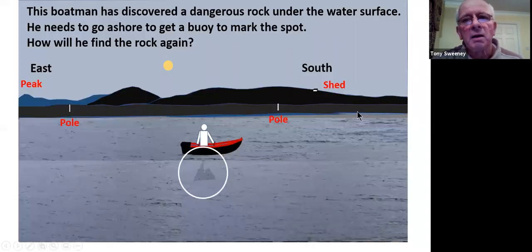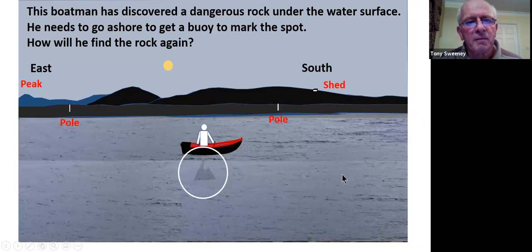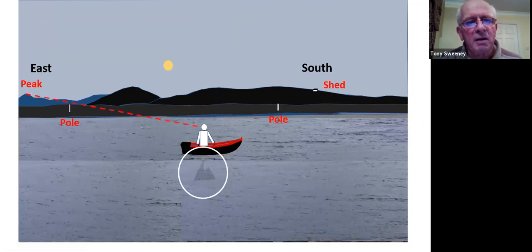So this boatman, he has found a dangerous rock. Now I can't see the top of the screen, unfortunately. He needs to go ashore to get a buoy to mark the spot. How will he find the rock again? So we go to solution, and he picks 2 points. By the way, this is Ballycroy, County Mayo, beautiful part of the world.